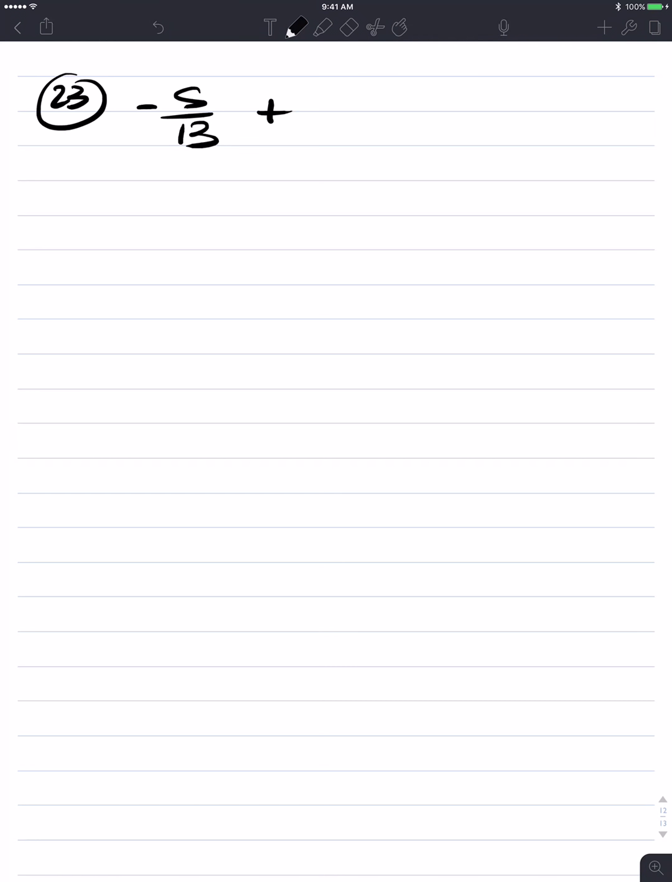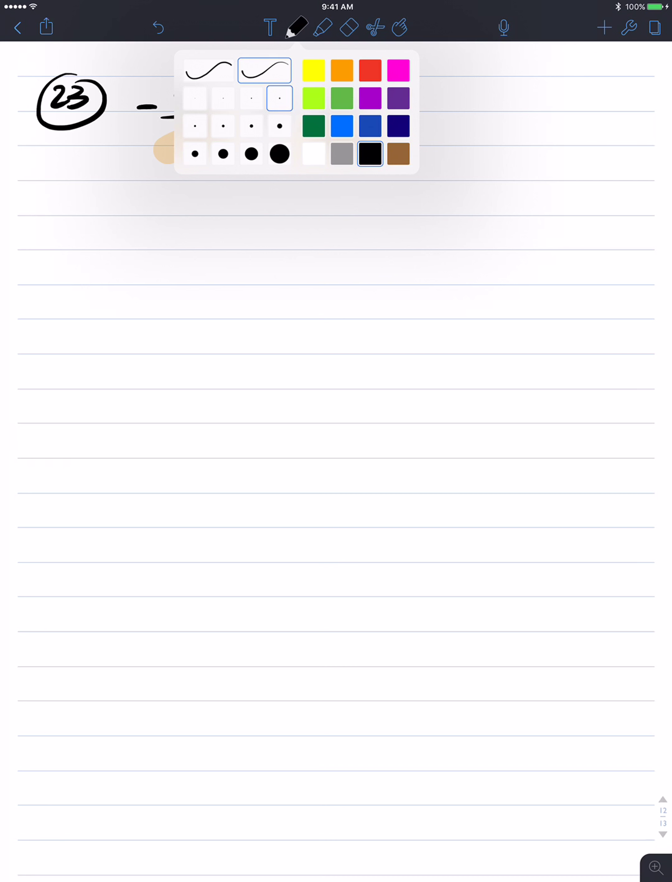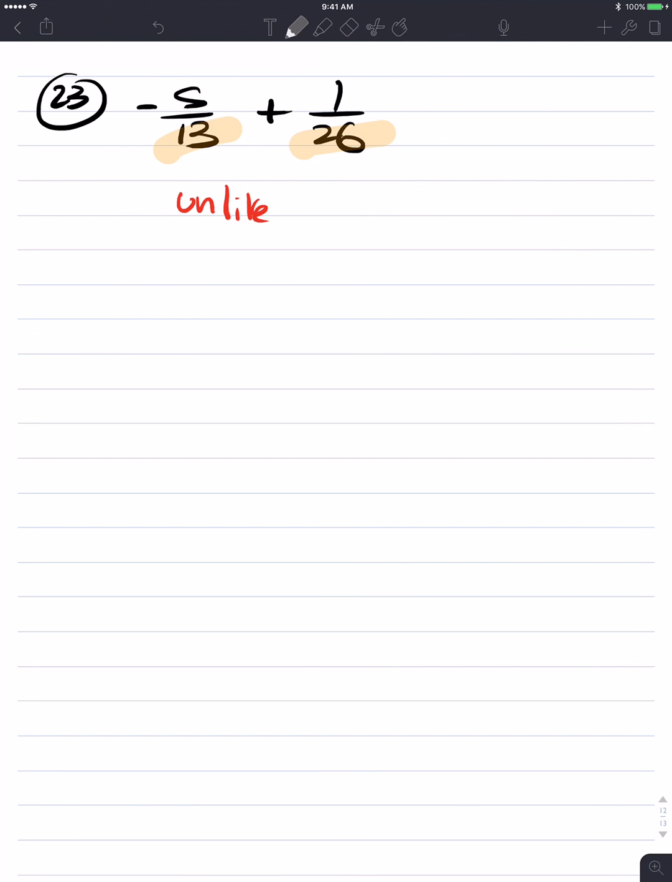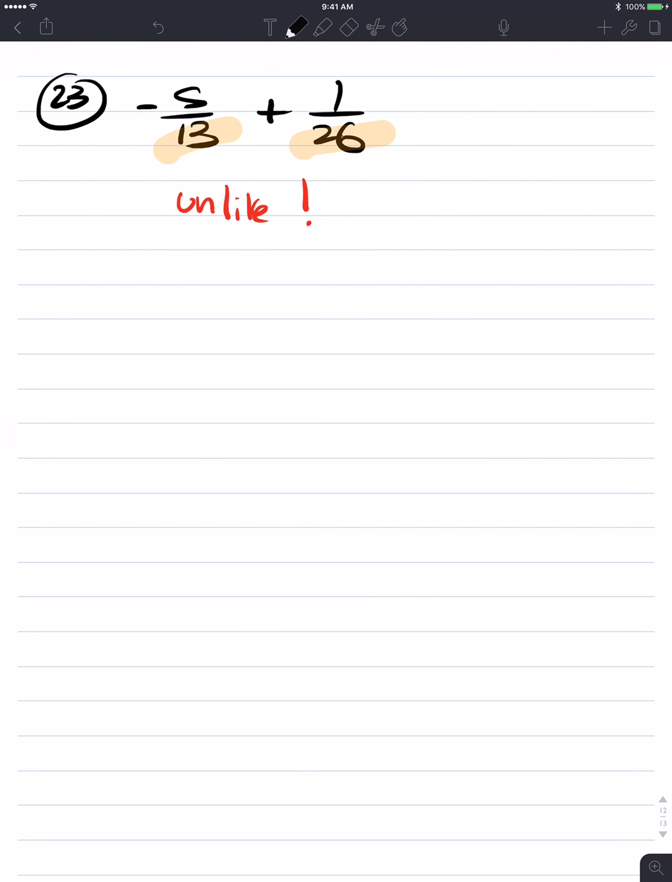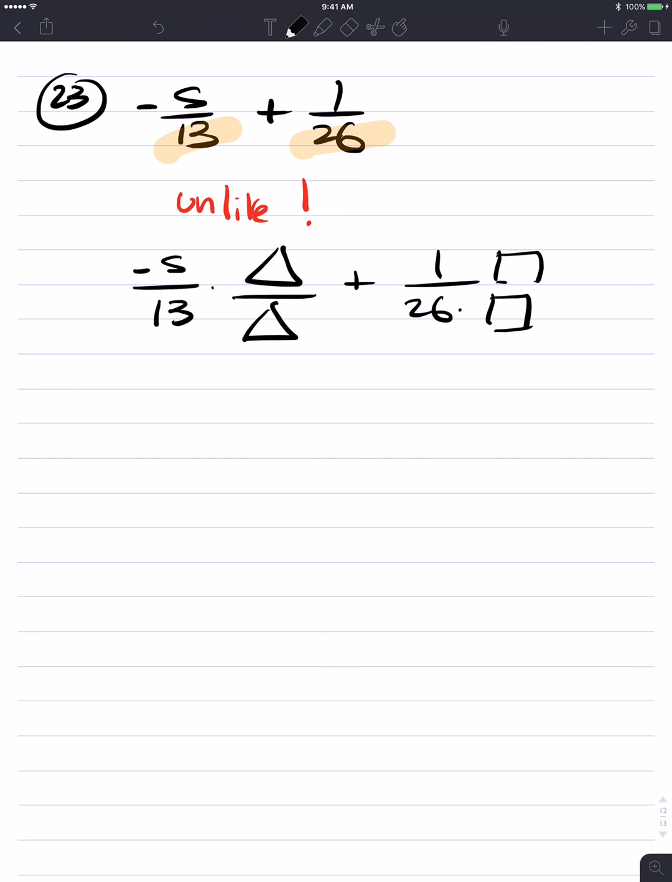Negative 5 over 13 plus 1 over 26. Notice that my denominators are not the same. These fractions are unlike. We're going to have to go through our process. Negative 5 on top with a 13 multiplied with some number on top and bottom, plus 1 over 26 multiplied with some number on top and bottom.